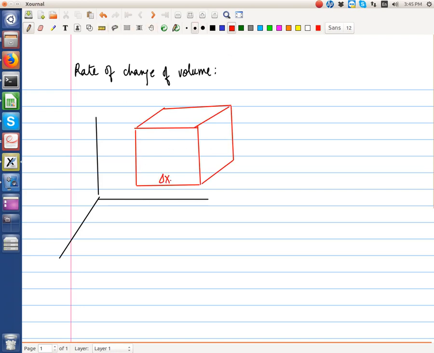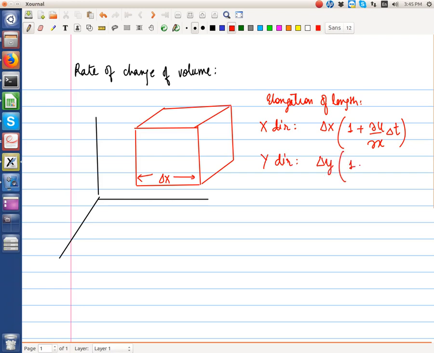So if this length is dx, we have already seen earlier that the elongation of length in the x direction is given by delta x (1 + ∂u/∂x delta t). Similarly, the elongation in the y direction is given by delta y (1 + ∂v/∂y delta t), and the elongation in the z direction is given by delta z (1 + ∂w/∂z delta t).